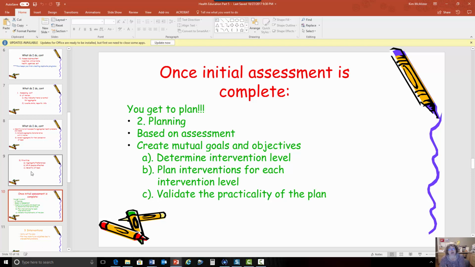And your planning is going to be based on what you assessed. You're going to create mutual goals and objectives with your aggregate. And then you're going to decide what level of intervention it needs to be. Is this something that's only a risk? Then you can use prevention to address it.